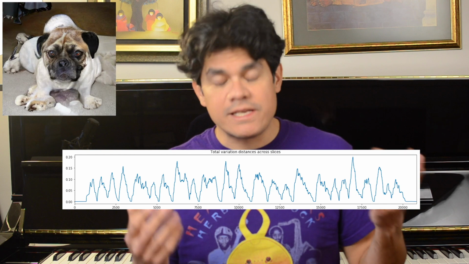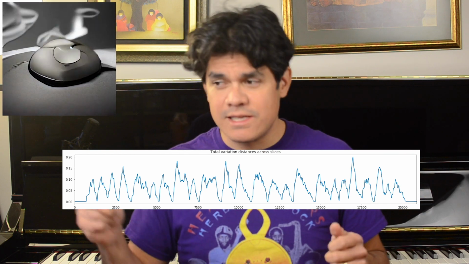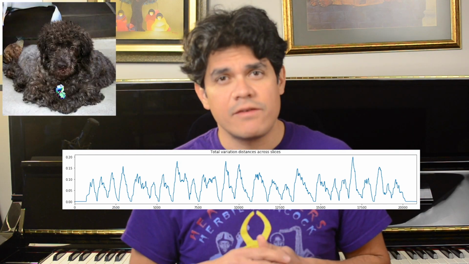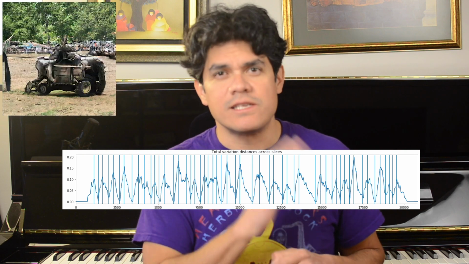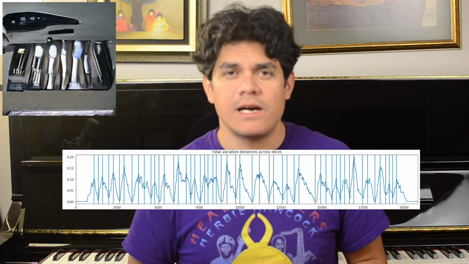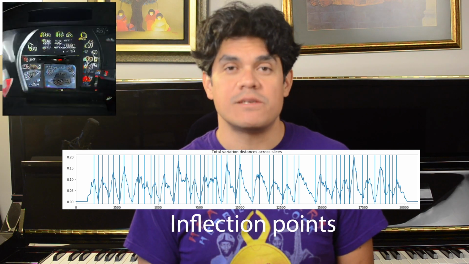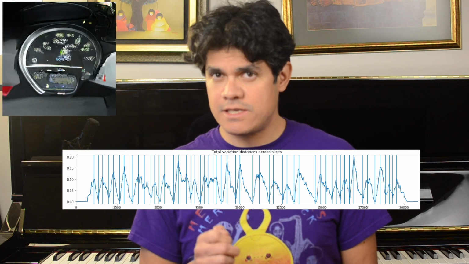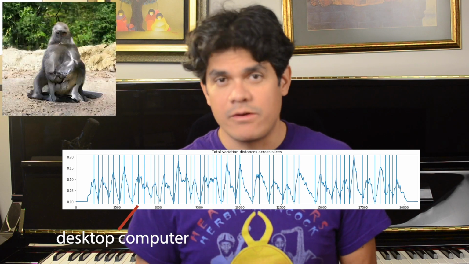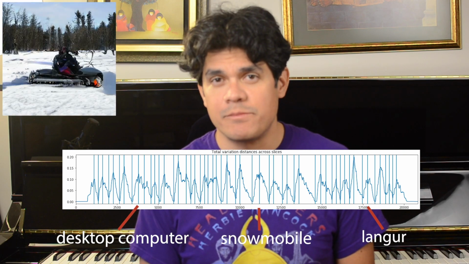So the reason I use this is because now we can look at, you can see there's some peaks and valleys that we have here. So I'm going to pick these peaks and valleys using an algorithm that you can see the details of in the paper. And these peaks and valleys, I'm going to call them inflection points. So for each inflection point, I'm going to pick a category out of the 1,000 possible categories from BigGAN.